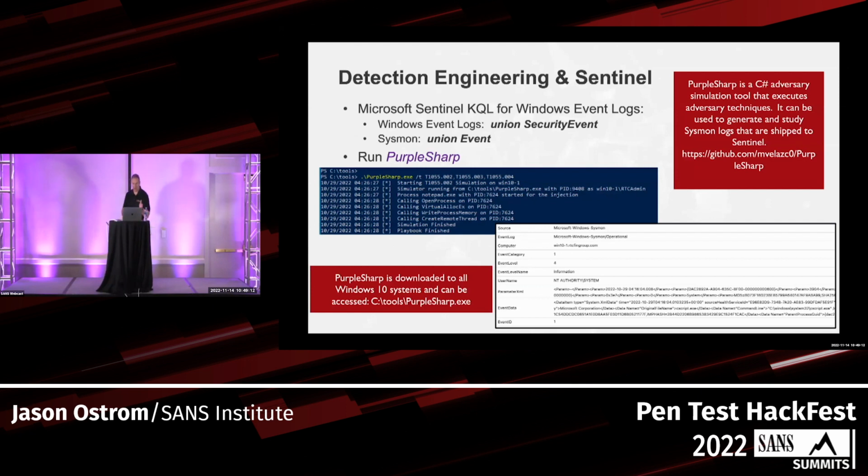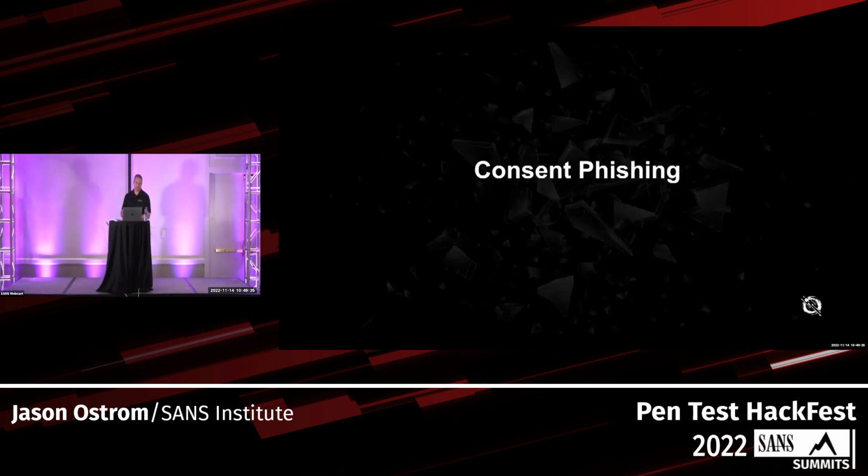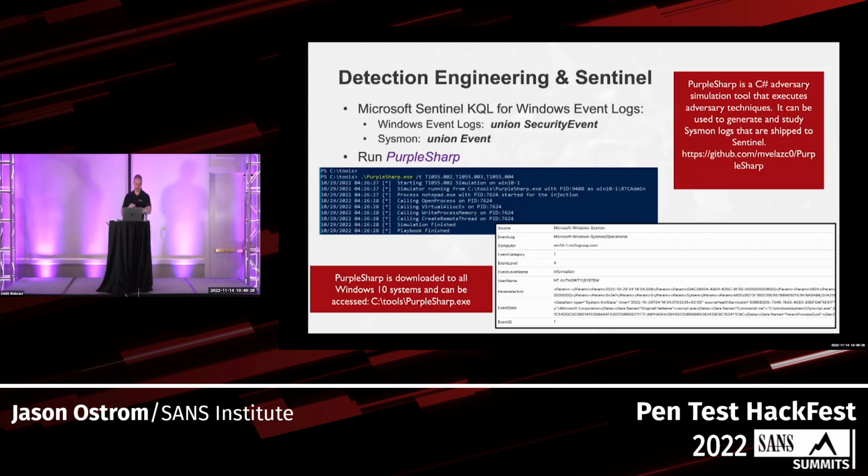Here's an example. A new feature is it'll auto download PurpleSharp. I just added PurpleSharp. So you can do simulations with PurpleSharp. It drops it into C:/tools. You run PurpleSharp, and then it'll ship those logs into Azure Sentinel.